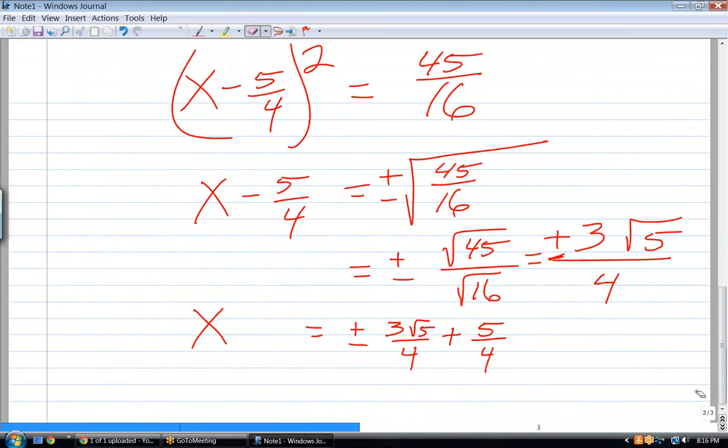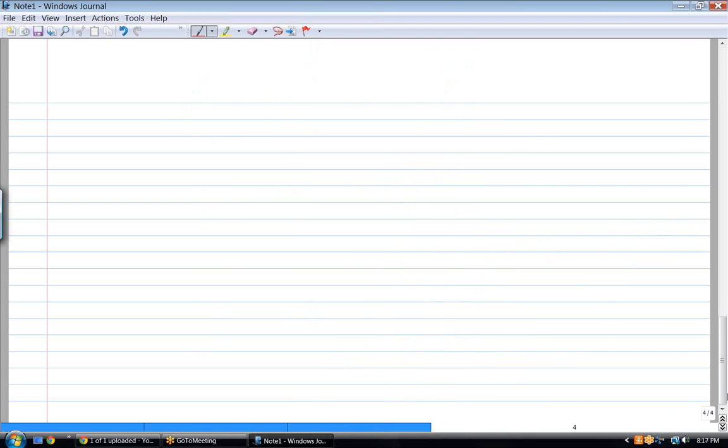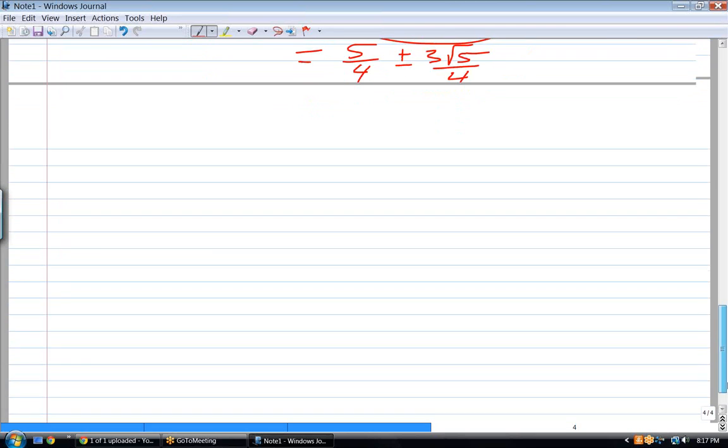And then completing the square will be used when you get to conic sections. Circles, ellipses, all of that. So completing the square is a very common technique to use. Notice the answer I got was very similar to what you get when you use the quadratic formula. If I had used the quadratic formula, I would have gotten 5/4 plus or minus 3 root 5 over 4. Looks like a quadratic formula answer. And that's exactly what we would have gotten.